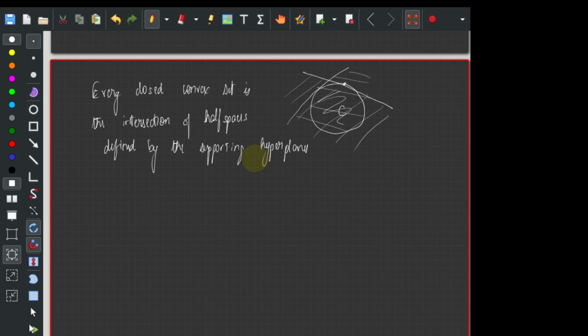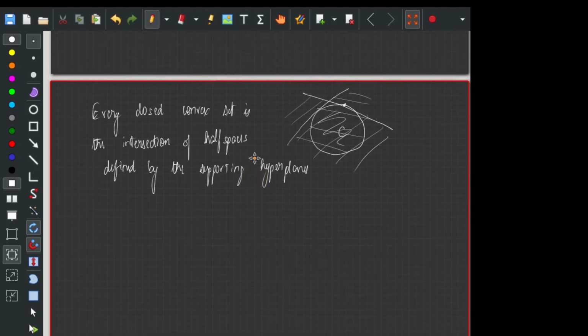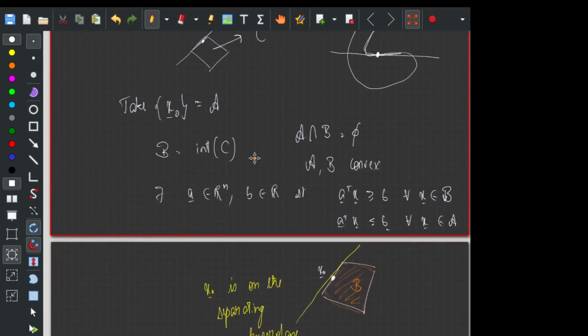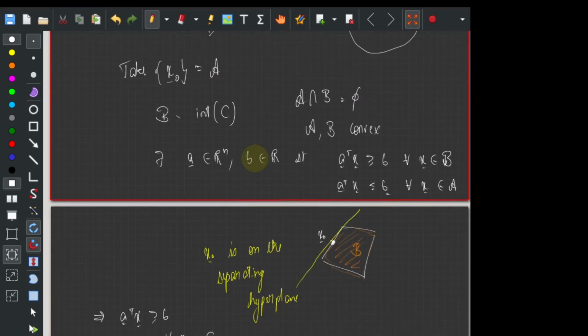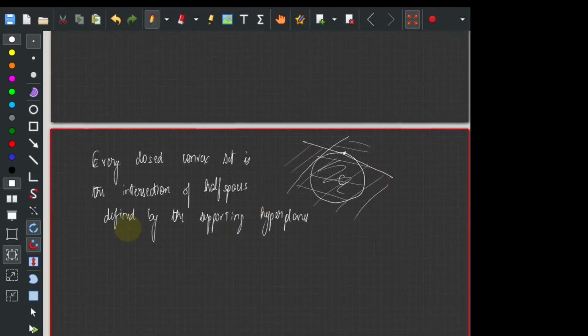Sorry? Wouldn't it just be the interior? Like, why would the boundary be so? That's because of the way I've defined the half space, right? The half space is closed, right? So it's the set of all x for which A transpose x is greater than or equal to B. So that will end up being a closed set, and that gives the closed convex set itself.